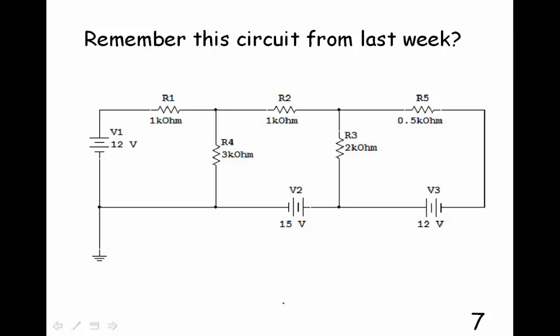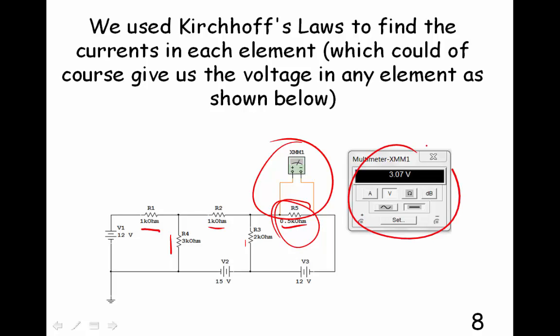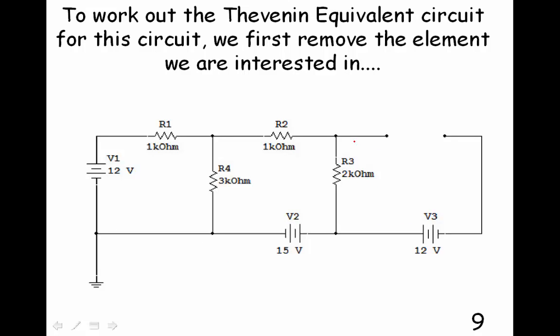Well, remember this circuit from last week? I'm sure you couldn't forget with all these elements. We used Kirchhoff's Law to find the currents through every element in this circuit, and it was a lot of work to solve all the simultaneous equations. Here we're showing a voltmeter measuring the voltage across this resistor. In our lab, we calculated the current, but we could have easily used that current to calculate the voltage, as we will do today.